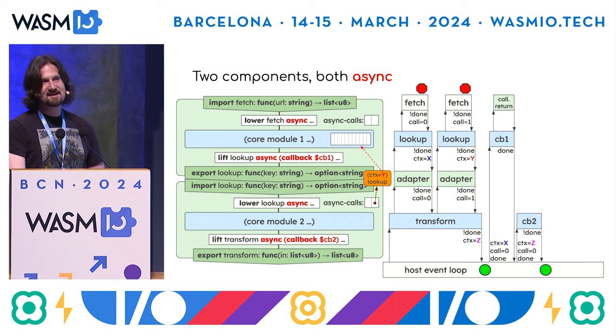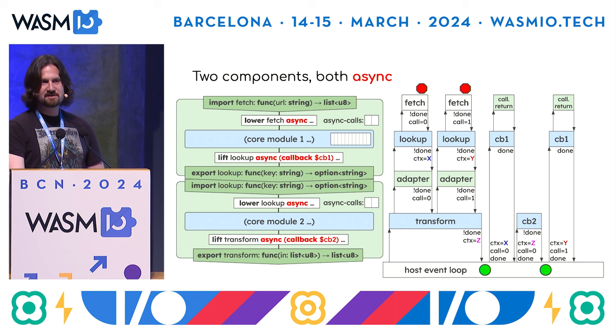Time passes, the second fetch finishes, CB1's called again, saying, your second fetch is done. It computes a result, completing the second lookup call, and then CB2 is called again, saying your second lookup call is done. It gets to compute its results, and that's the result of the whole async transform call, excuse me. And then the whole async call stack is done.